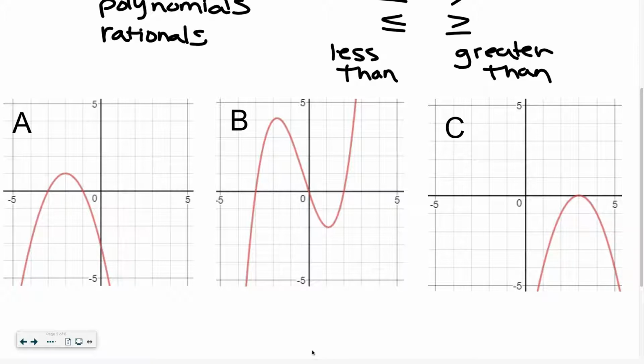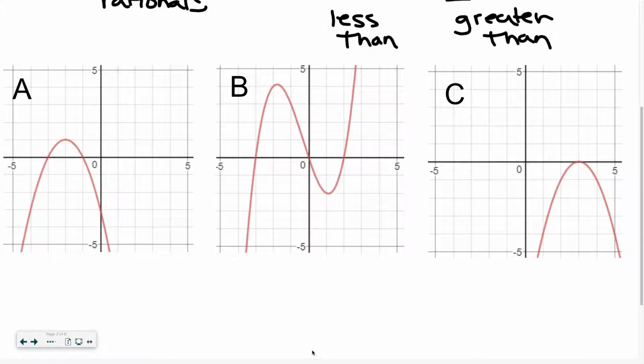Okay, so sometimes we give you pictures of graphs and then we name the graph. So I'm going to name each of these. I'm going to call A f of x. For this cubic polynomial, I'll go ahead and call it g of x. And then I'll call C h of x, so they each have a different name.